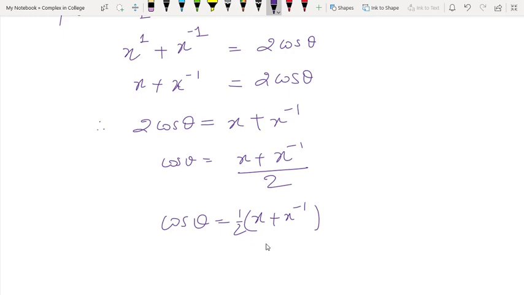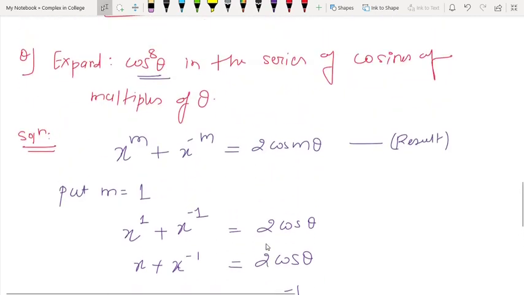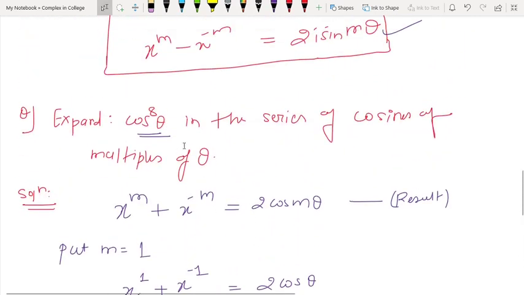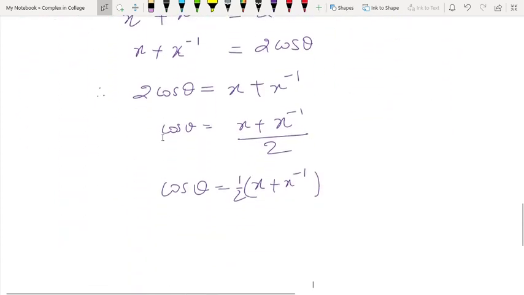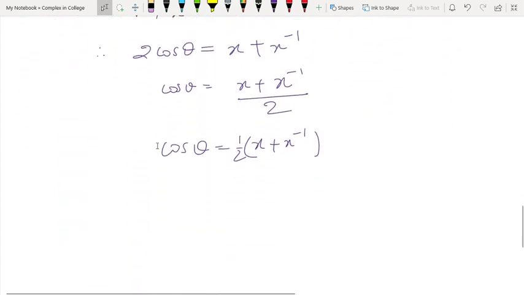What further they ask, you need to understand the question carefully. They have asked to expand cos raised to 8 theta. They are asking like expand cos raised to 8 theta. So let's proceed to the next stage. Taking power 8 on both sides, because they have said we need to take the 8th power of cos. So we will take that 8th power in this result. Let me call it equation 1. So taking power 8 both sides in equation 1.